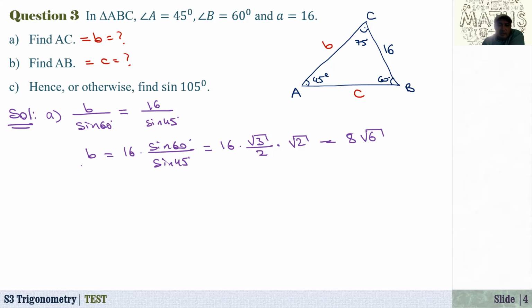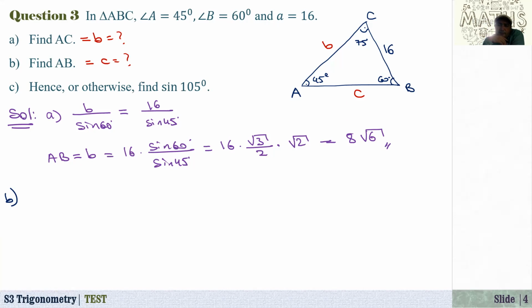So the length of AB, let me write here, AB, that's equal to B, that's equal to 8 times square root of 6. And how about part B? It says C. We have to find C. How can I find C? Actually using, what is it?